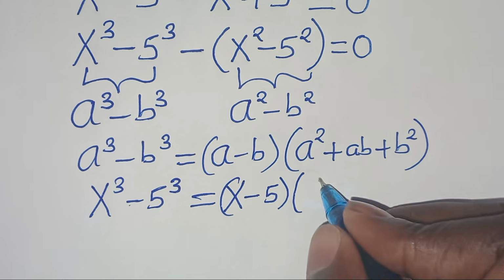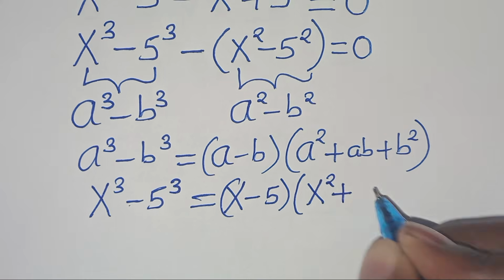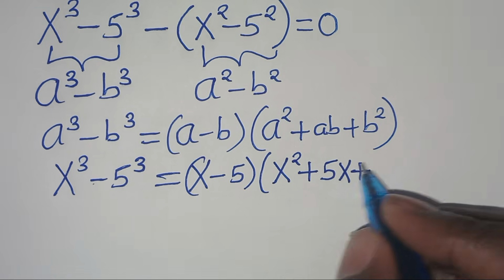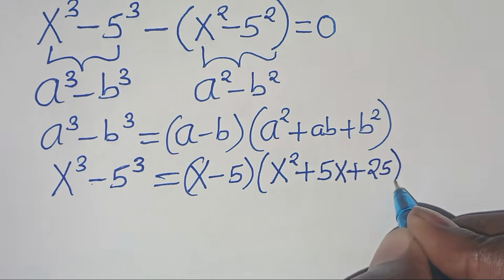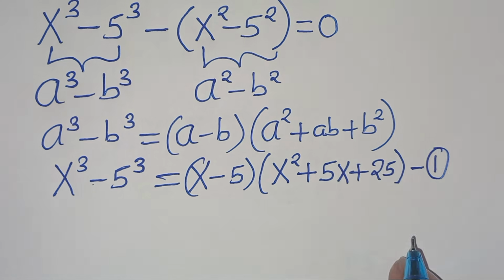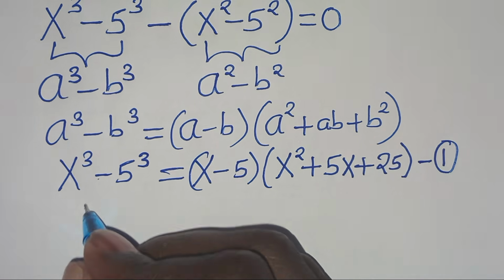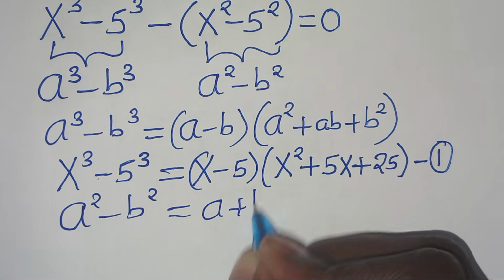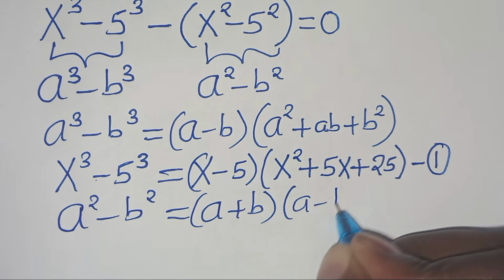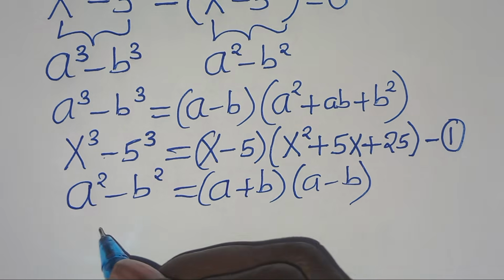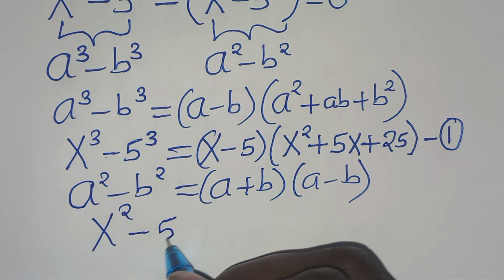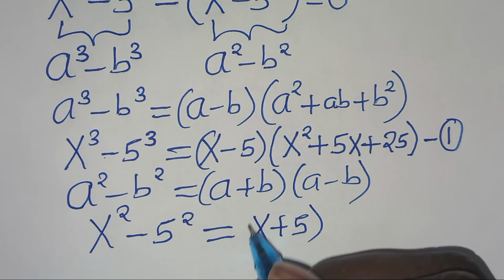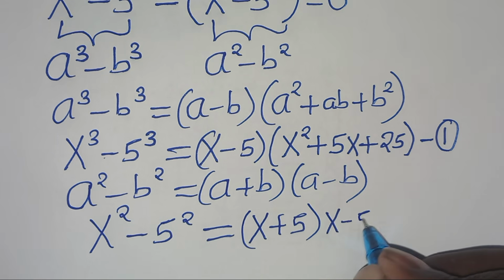into the parentheses x to the power of 2 plus 5x, then plus 5 squared, which is equal to 25. Now let's call this part 1. Then we have the second part here. This is the difference of two perfect squares, expressed as a plus b multiplying by a minus b. So we have x to the power of 2 minus 5 to the power of 2, which is the same thing as x plus 5 multiplying by x minus 5.